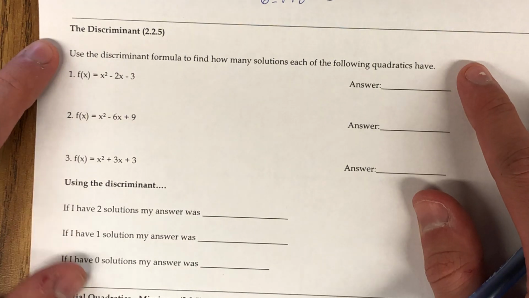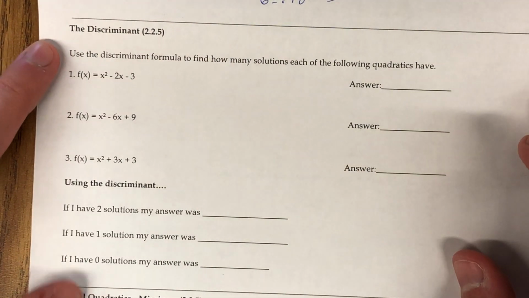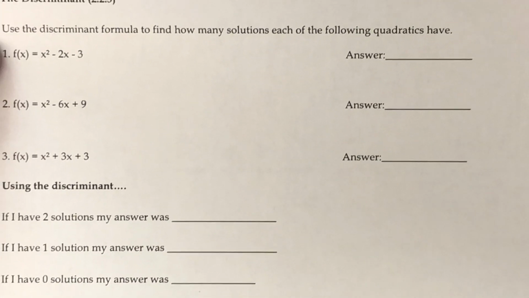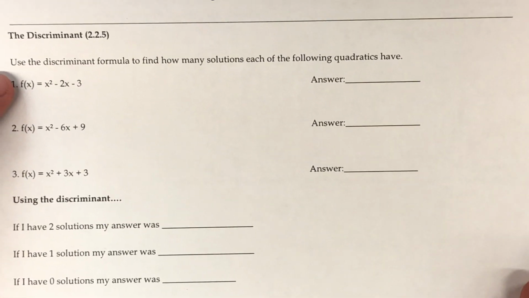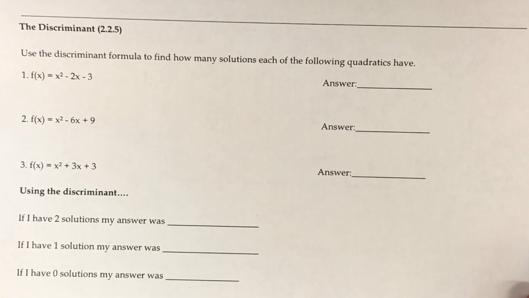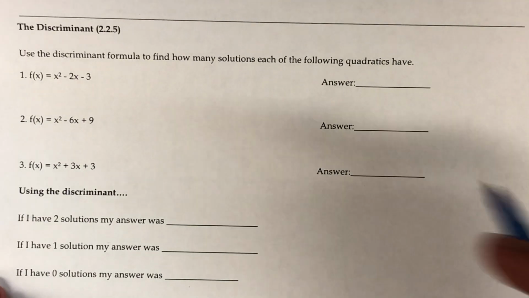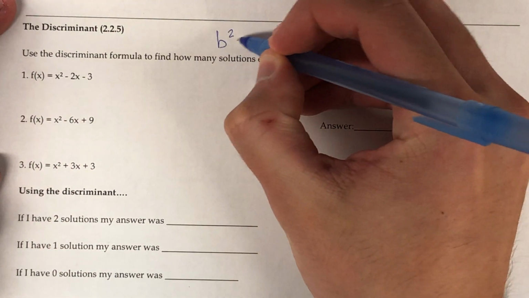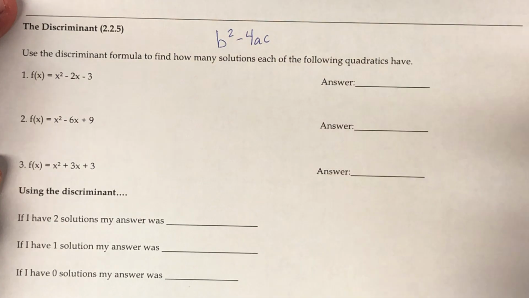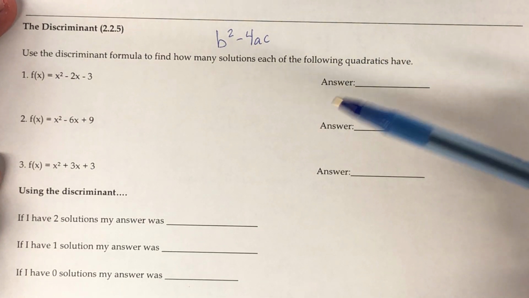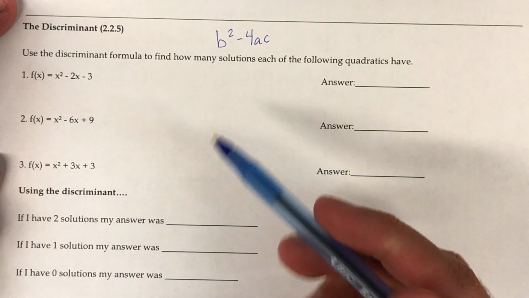So let's revisit our 2.0 target as it relates to the discriminant first, before we move on to that 3.0 skill. It says use the discriminant formula to find how many solutions each of the following quadratics have. So remember, our formula for the discriminant is b squared minus 4ac, where a, b, and c are the same a, b, and c they've always been. A is our number with x squared, b with x, c on its own.